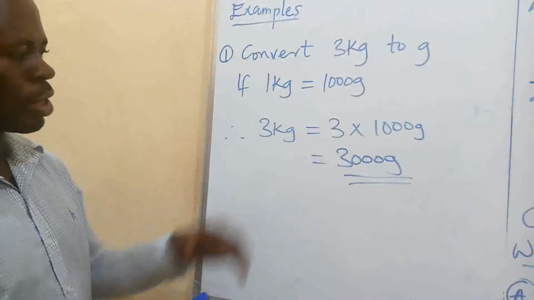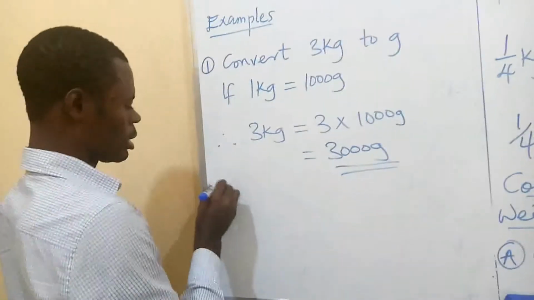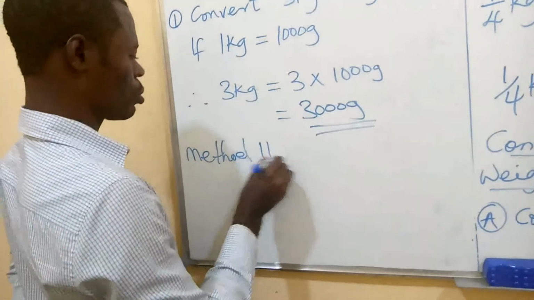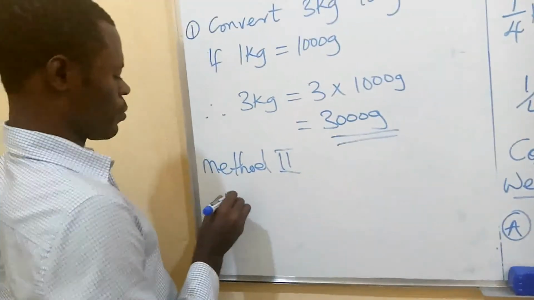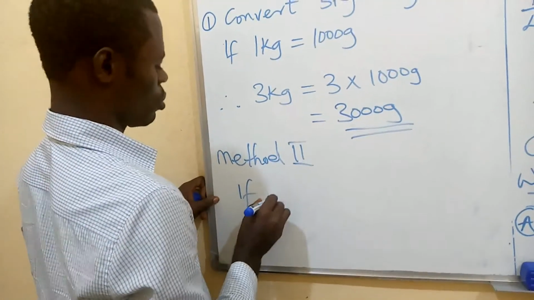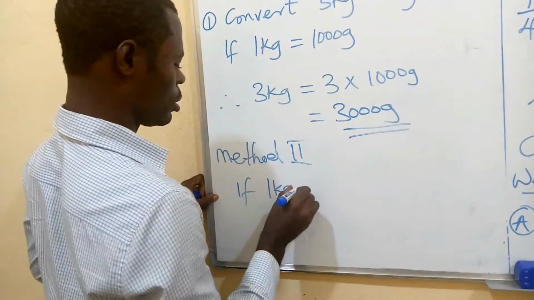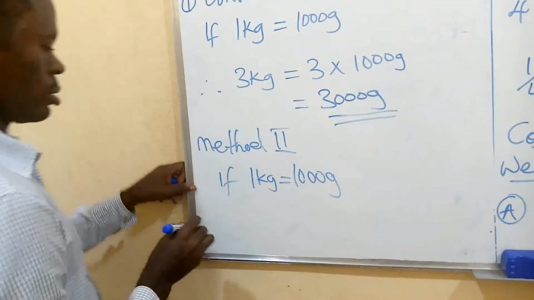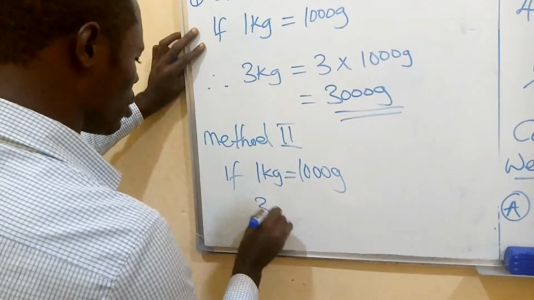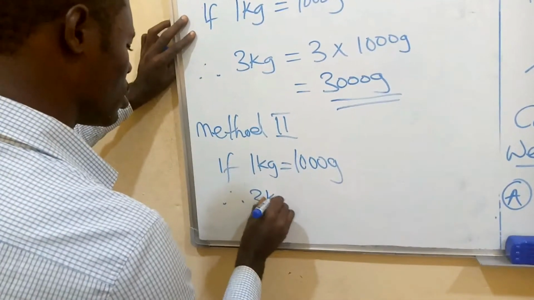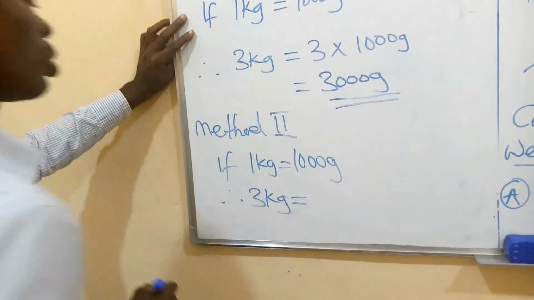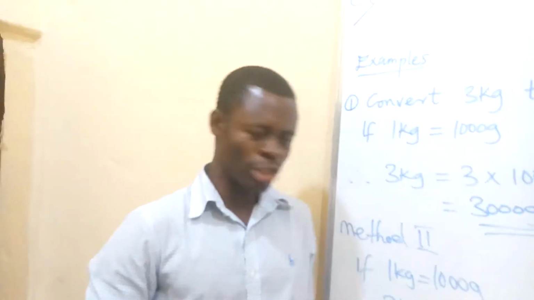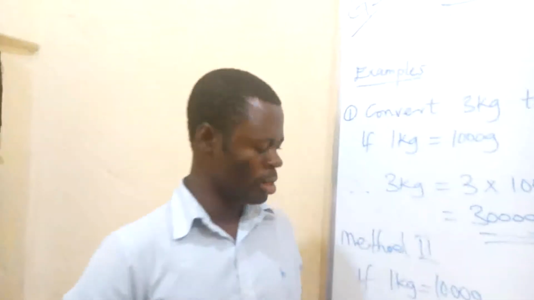I could call this method 2, because I want to show you one other method you can use if you find this difficult. You can also use this second method. That is method 2. If 1 kilogram is equal to 1,000 grams, then 3 kilograms would be equal to... I just want to make it simpler, or easier, for you to convert.